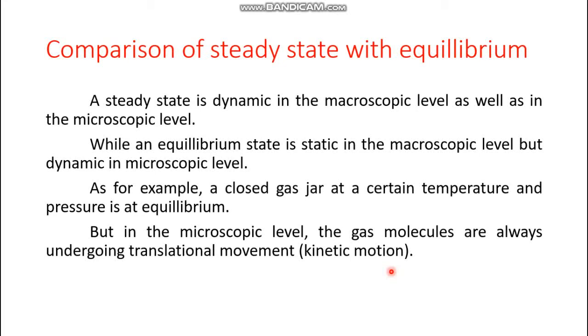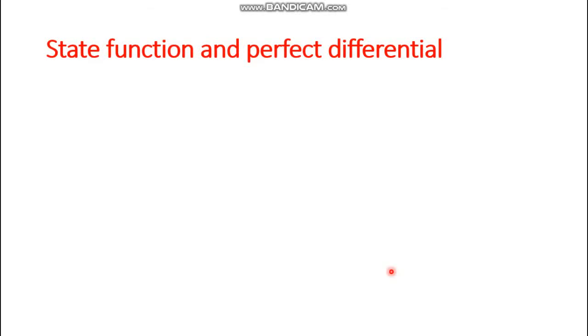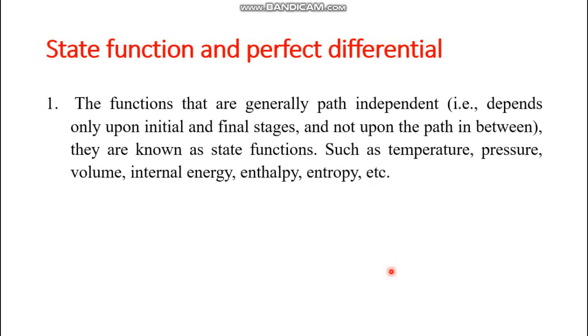In that case, it is at steady state. Otherwise, it is at equilibrium. Now, moving on to the next part, the state function and perfect differential. Actually, the path dependent functions are state functions. That means it depends which way the operation is undergoing. Which way the operation is undergoing means the system may change from state 1 to state 2.